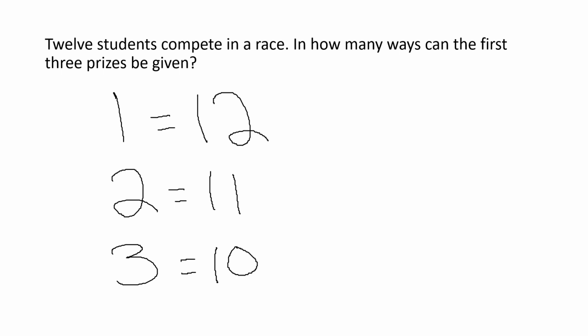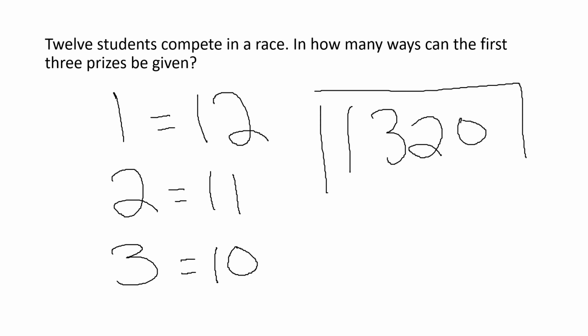So we have to multiply this together, 12 times 11 times 10, and we get 1,320 different combinations for first, second, and third. So sometimes they're going to be super straightforward. Other times you're going to need to think logically just a little bit before you jump into doing the work.